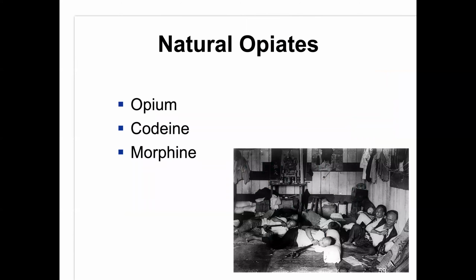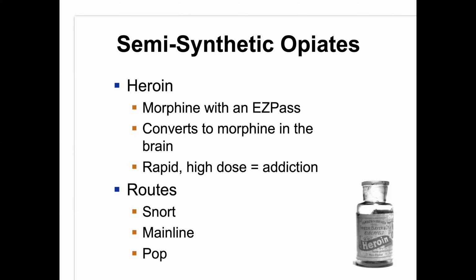Natural opiates. Three classes of opiates are derived directly from the opium poppy: opium, morphine, and codeine. Heroin is a semi-synthetic opiate, sometimes called an opioid, which is derived from morphine. The only difference between heroin and morphine is the former much more readily passes through the blood-brain barrier. Once in the brain, heroin reconverts to morphine. With heroin, one obtains a more rapid and higher dose of morphine in the brain and a greater potential for rapid development of addictive behavior.